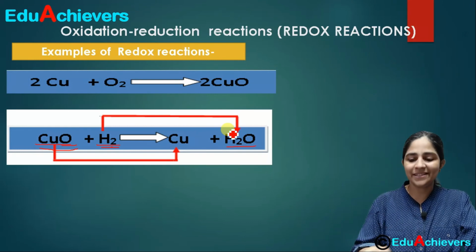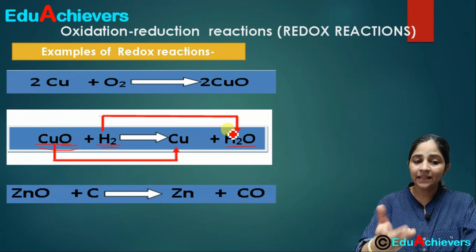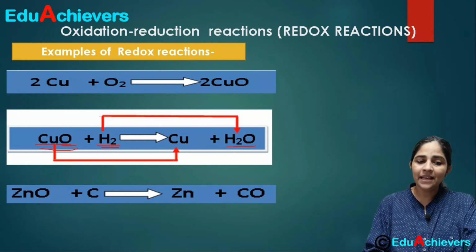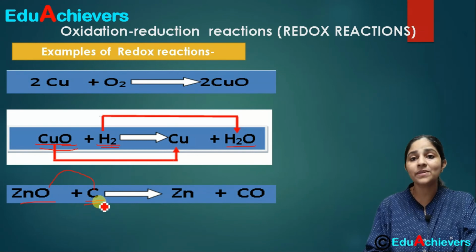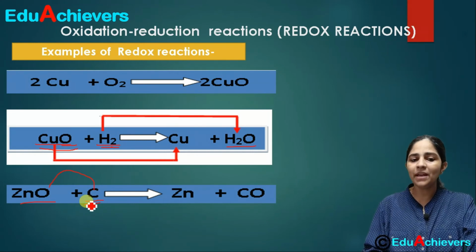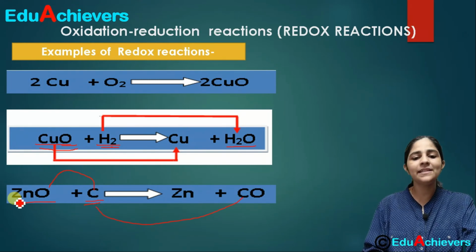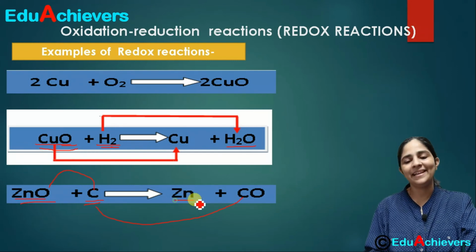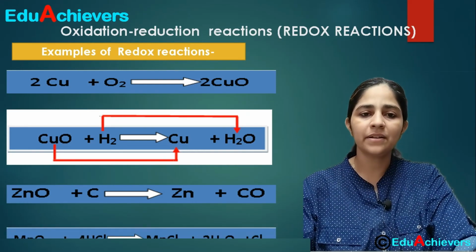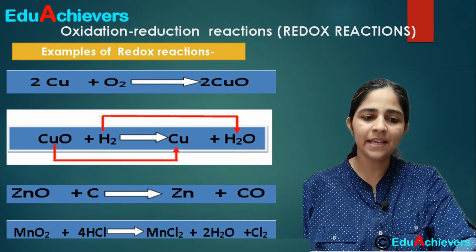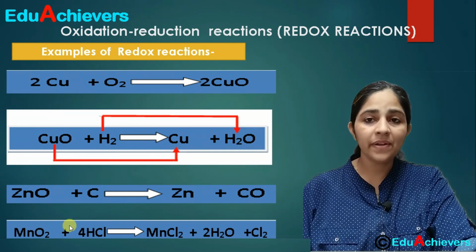Correct? Then another example which we can take here is this zinc oxide and carbon. You can see here the carbon will attach with the oxygen here and will get oxidized. So the carbon is getting oxidized because oxygen is attaching with it and it is forming the carbon monoxide, and this zinc oxide is getting reduced into zinc only. So this zinc oxide is getting reduced to zinc. Fine. Okay. Now let's lastly discuss the last oxidation reduction reaction.